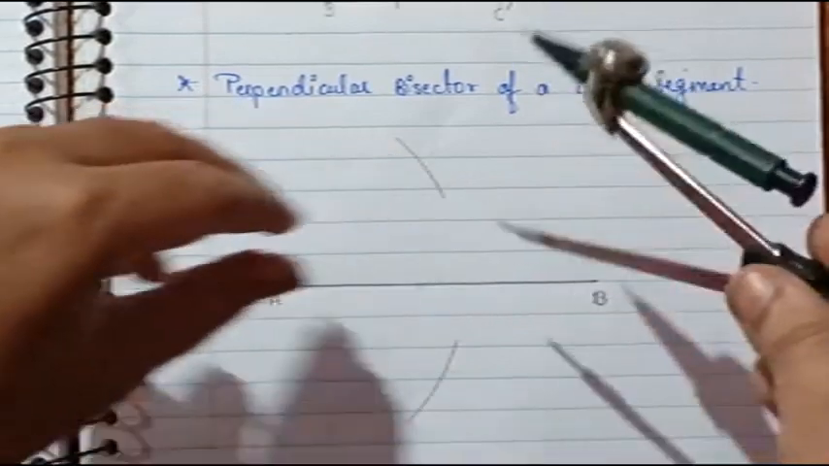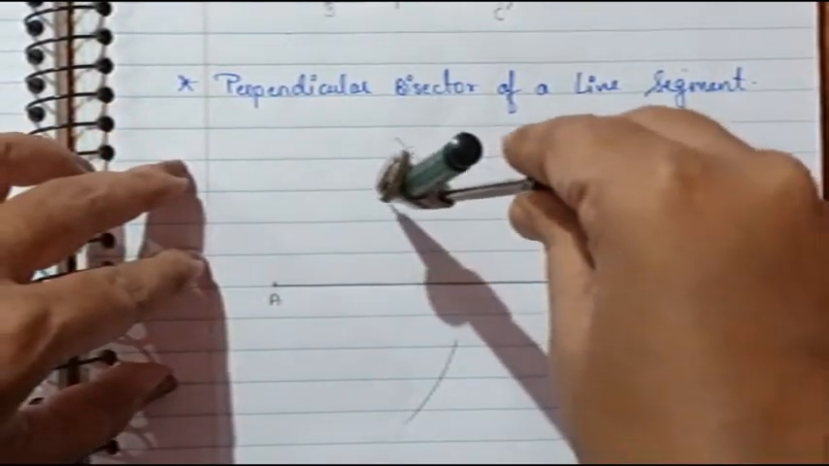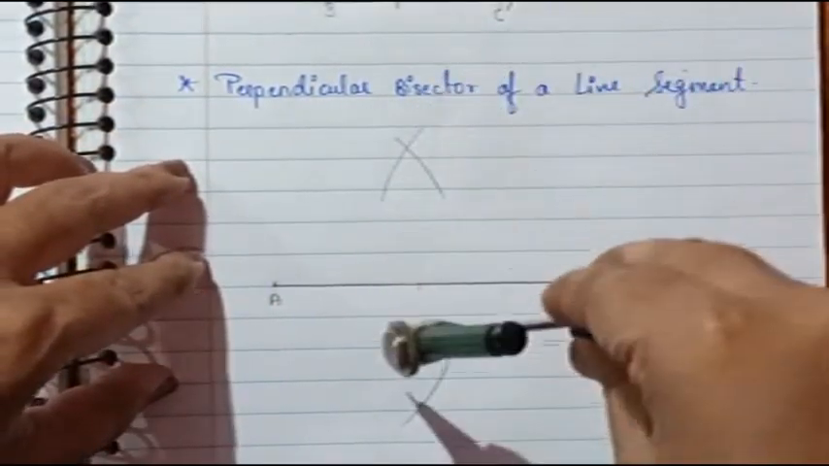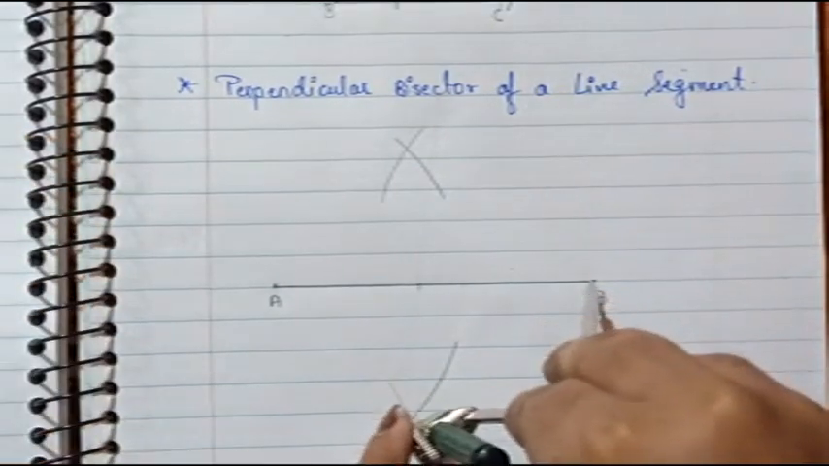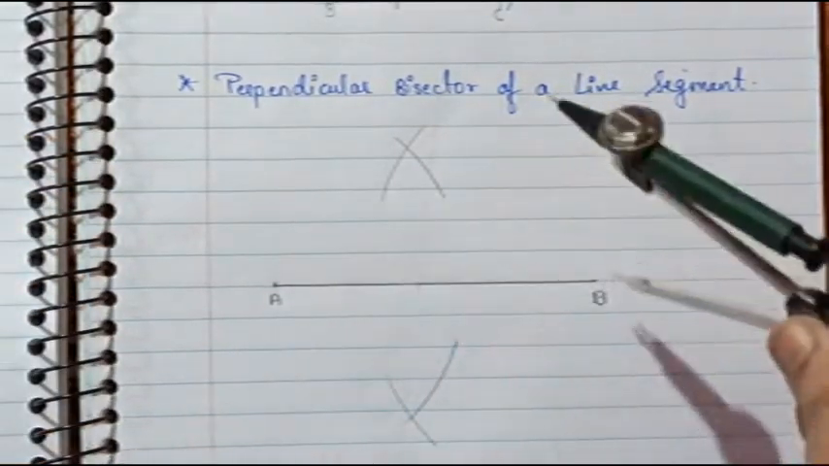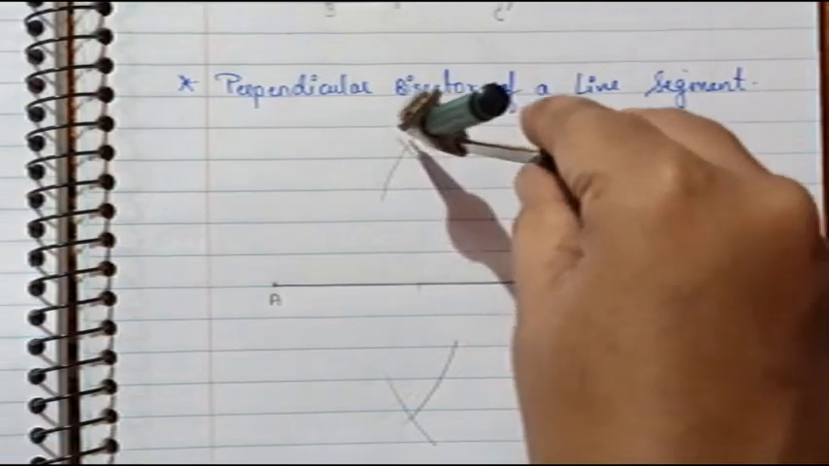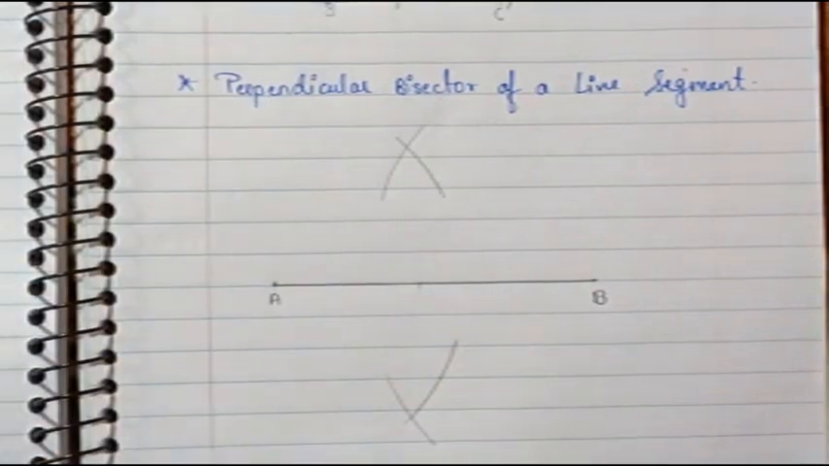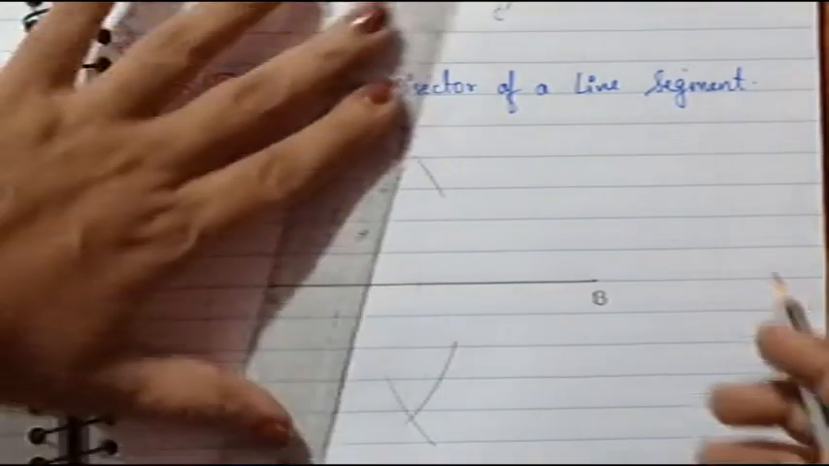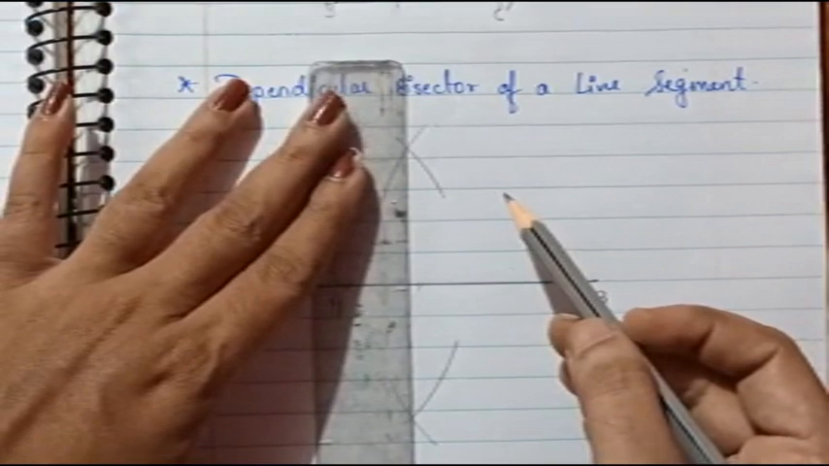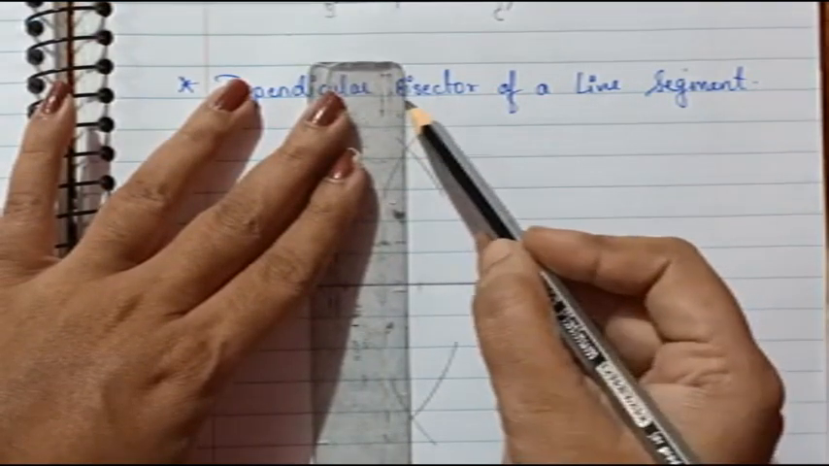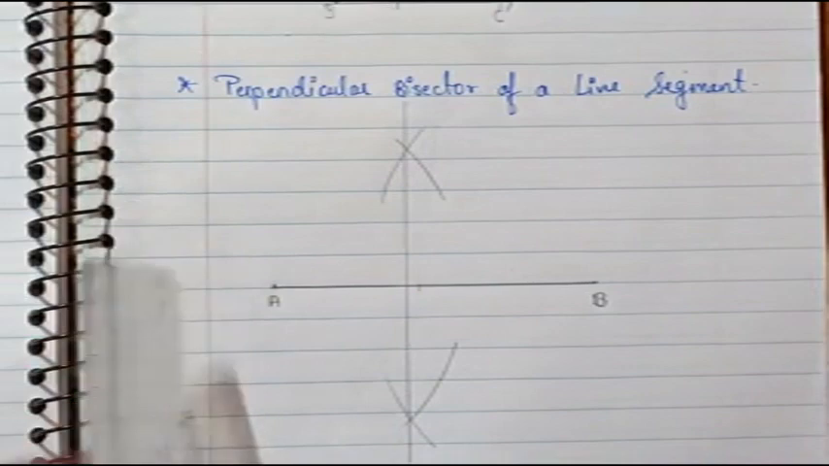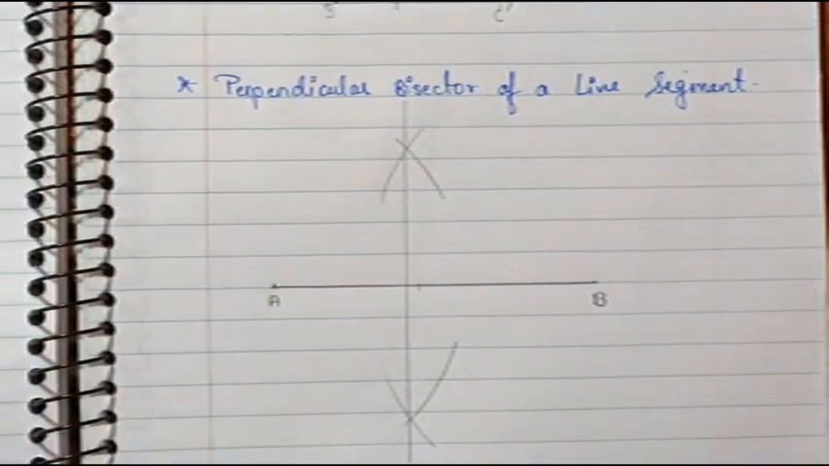Now, one here, and from point B you have to make another arc over here and another one over here. So you got both the intersecting arcs. Now what you are supposed to do is draw a line. So now here we will draw the line. Okay, so now students, here you got the line.